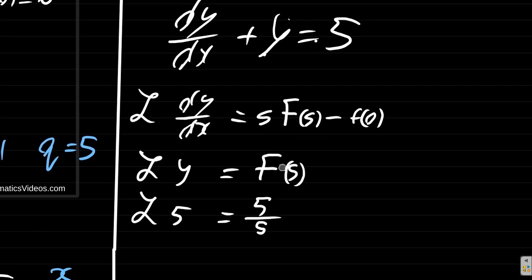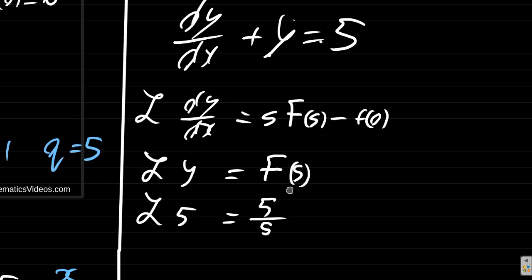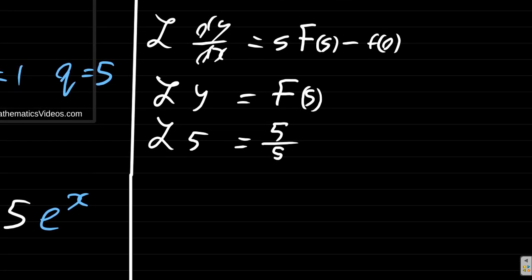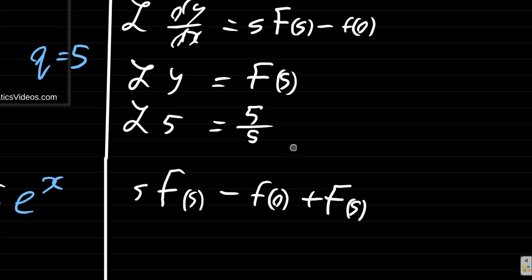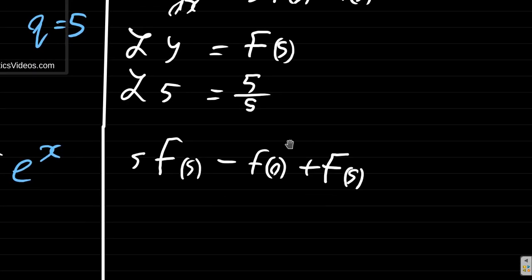Alright, so the Laplace transform of dy by dx plus y equal 5 would be the dy by dx part is s, big F of s minus f of 0, right? That's dy by dx plus y. So this would be plus big F of s, right, equals 5. So this would be equal to 5 over s. All right, so that's what we have there.